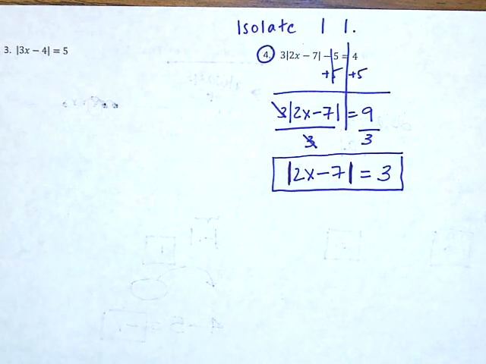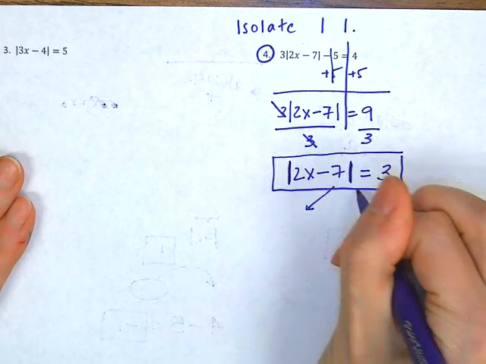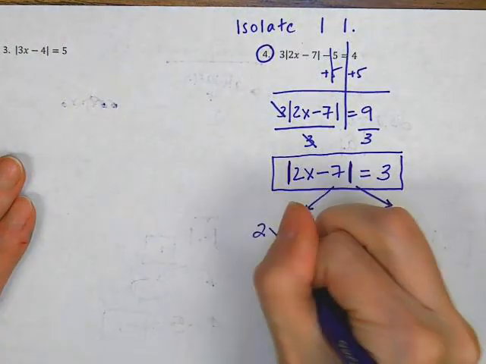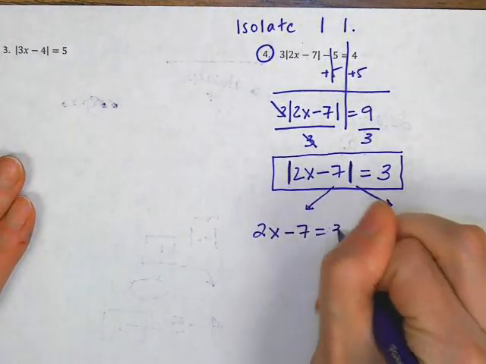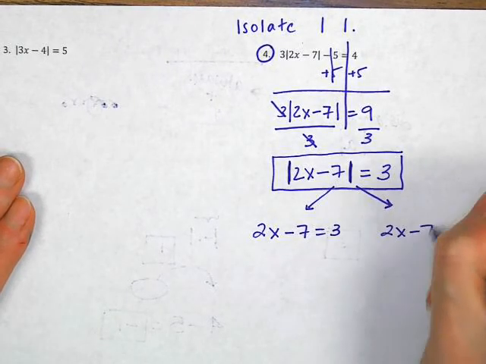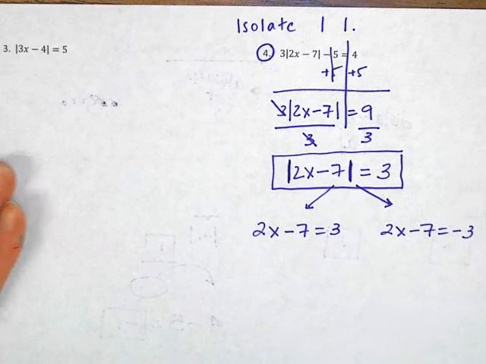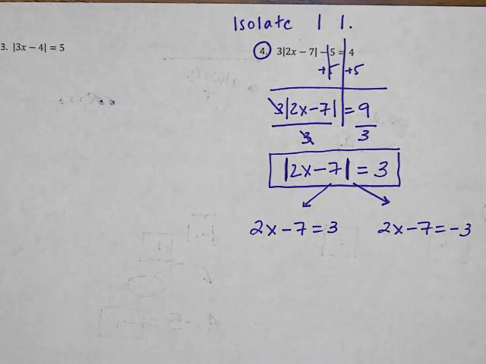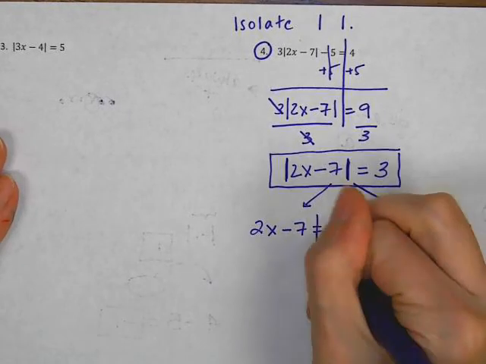Now that we're isolated, we're going to set up our two equations. So one of them is going to be 2x minus 7 equals positive 3. And the other one's going to be 2x minus 7 equals negative 3. There's always two answers, 3 to the right and 3 to the left. And then you are going to solve them both by drawing a wall.